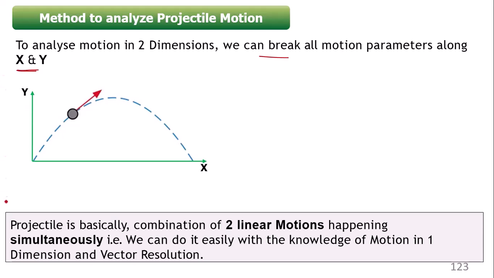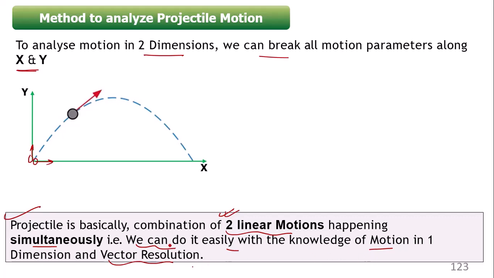Okay. So projectile motion is basically a combination of two linear motions. I have to understand the two-dimensional motion, but I simplify the problem by analyzing that it is a combination of two linear motions happening simultaneously. So both the particles are moving simultaneously. Instead of throwing one single ball along the projectile path, I am projecting two different balls. One is projected along the x direction, and simultaneously another is projected along the y direction with different velocities. Okay. So we can do it easily with the knowledge of motion in one dimension and vector resolution.